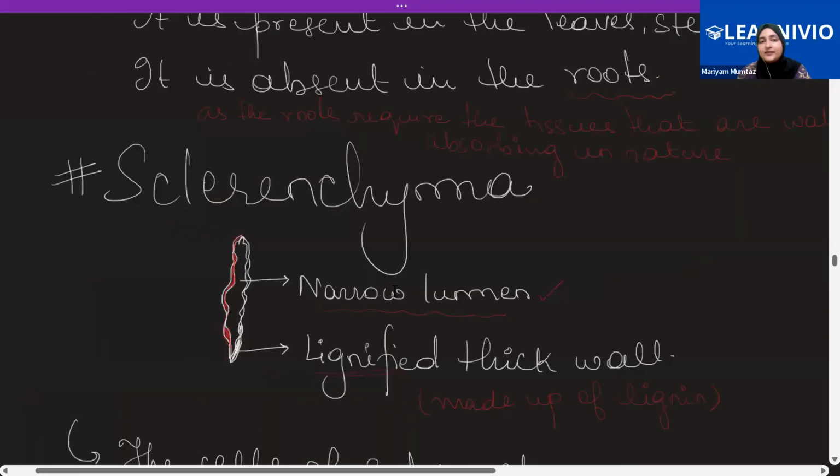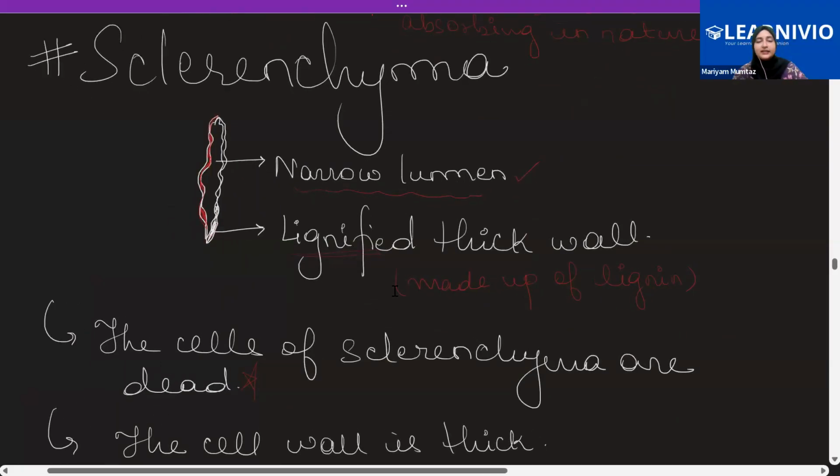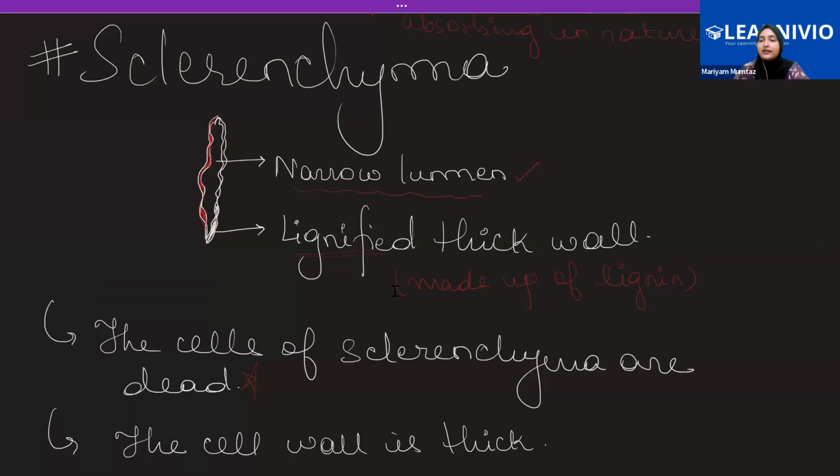Okay. After that, there comes the sclerenchyma. Now, the cells of the sclerenchyma are dead. Always remember: parenchyma living, collenchyma living, sclerenchyma dead. So, the cells of the sclerenchyma have a narrow lumen. They are thin. And just like how collenchymatous cells had irregular thickenings, the sclerenchymatous cells have a thick wall throughout. And this thick wall is made up of lignin. There is a substance which is called lignin, and this is what the wall of the sclerenchymal cells is made up of. So we say that the sclerenchymatous cells are lignified. Lignified means lignin is present at that area.